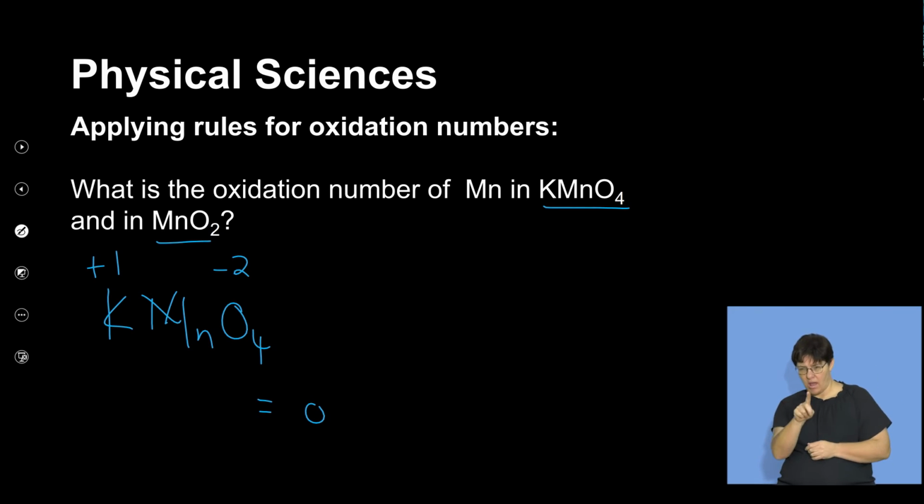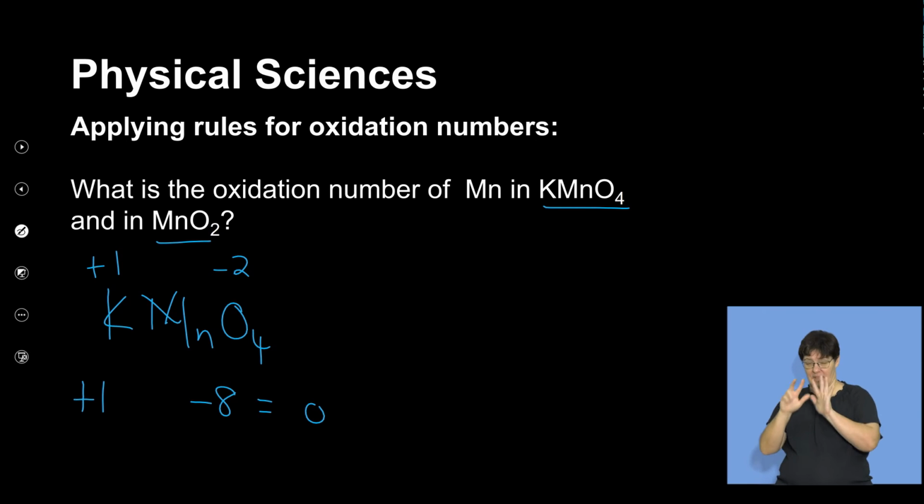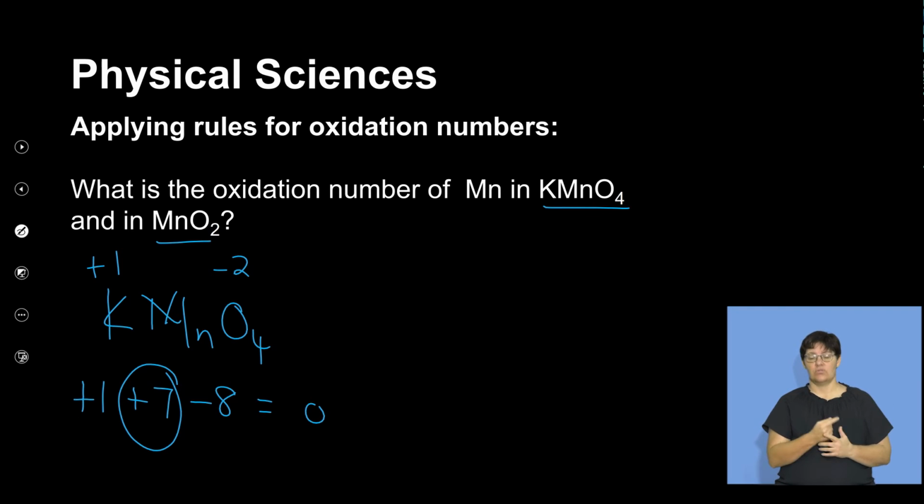So the total for potassium is plus 1, okay? We don't know for manganese. For oxygen it is negative 8, the total from negative 2 times 4. And then what is it that we do to this so that we get 0? It means it is plus 7. So the oxidation number of manganese is plus 7 in this case.